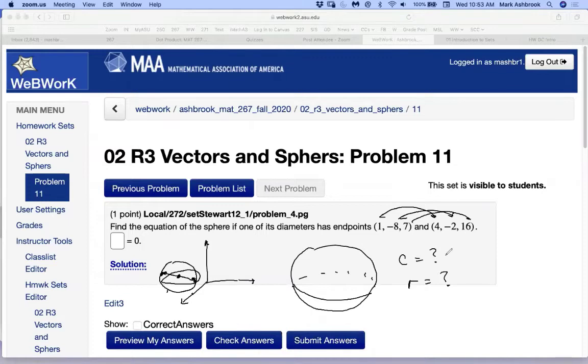center. And then once you have that point, you have the center point and a point on the sphere, you can find that radius using vectors. You can make a vector and find that radius.